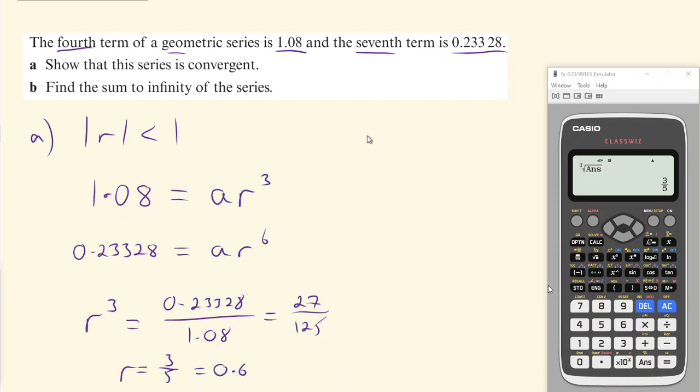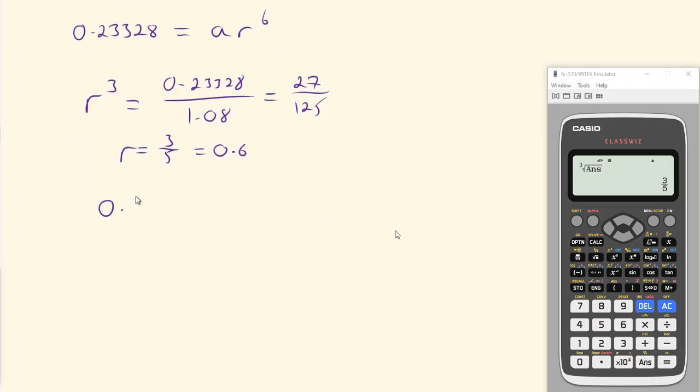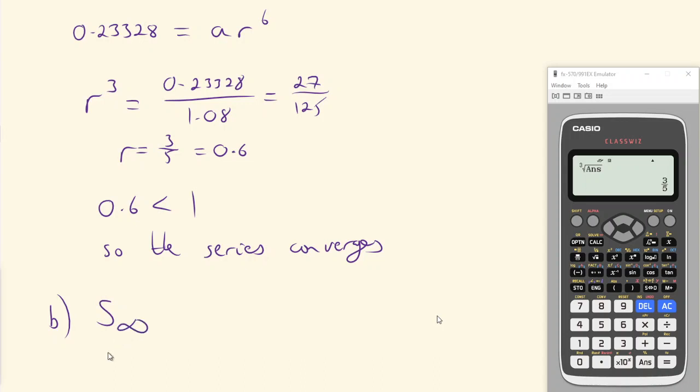Okay, and since 0.6 is less than 1, the series converges. And we need to make that statement just to make sure we're really clear and we know what's going on. And then part B just asks for the sum to infinity.